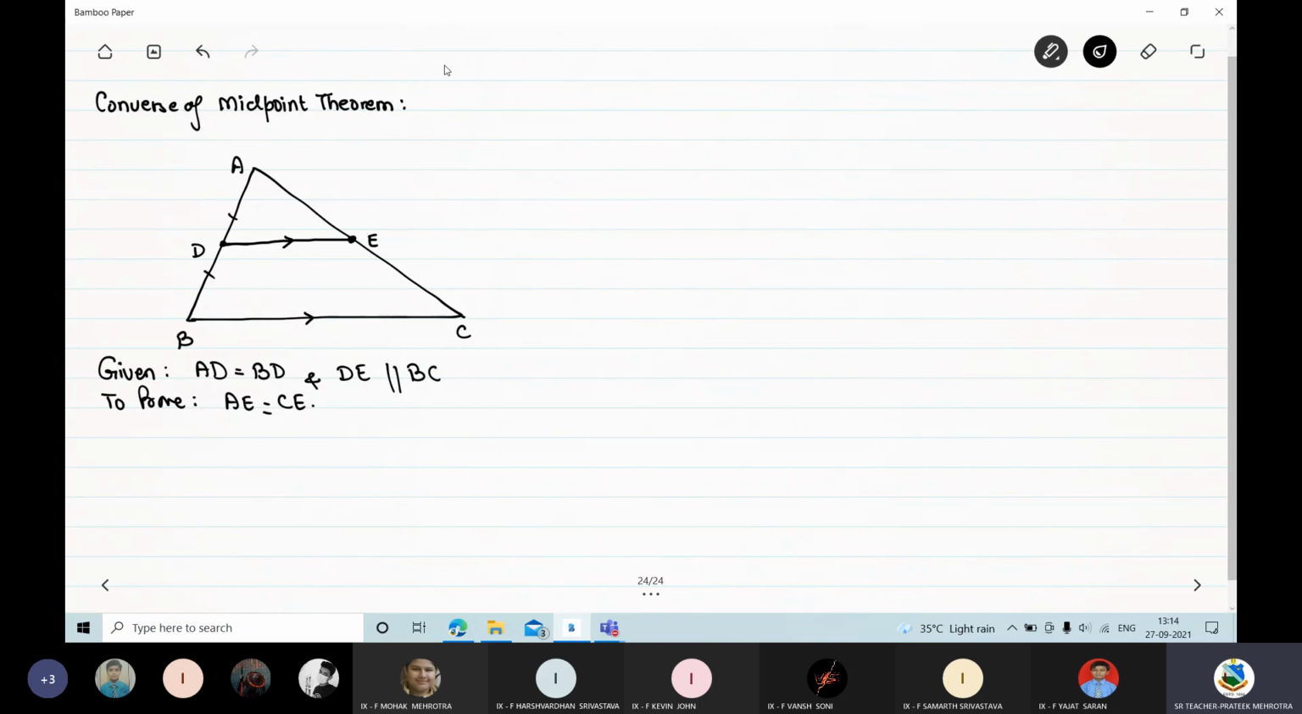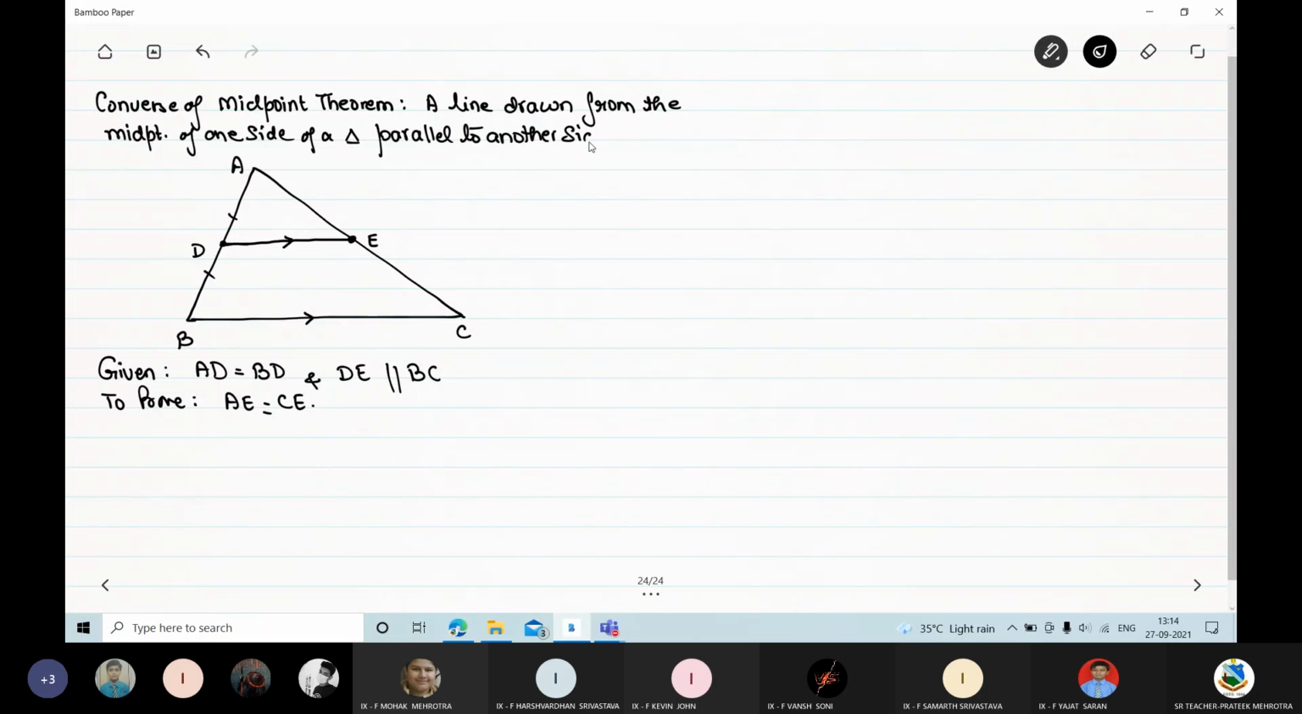Okay, so it says that a line drawn from the midpoint of one side of a triangle parallel to another side bisects the third side.